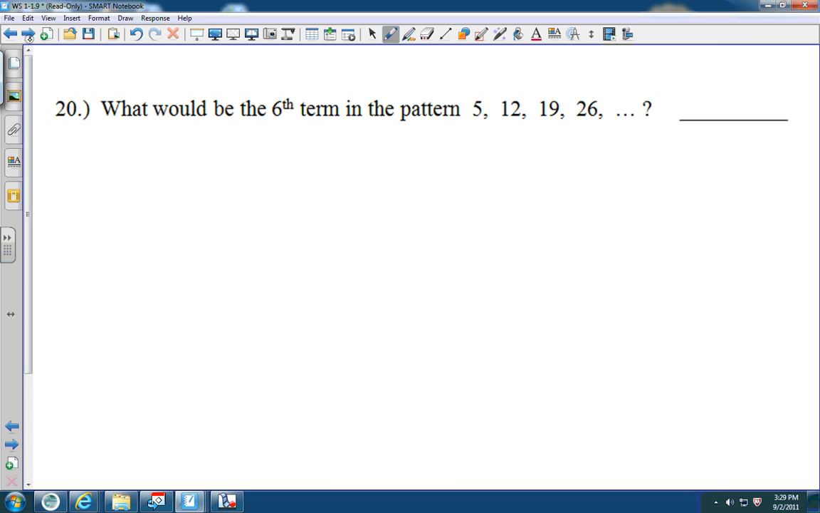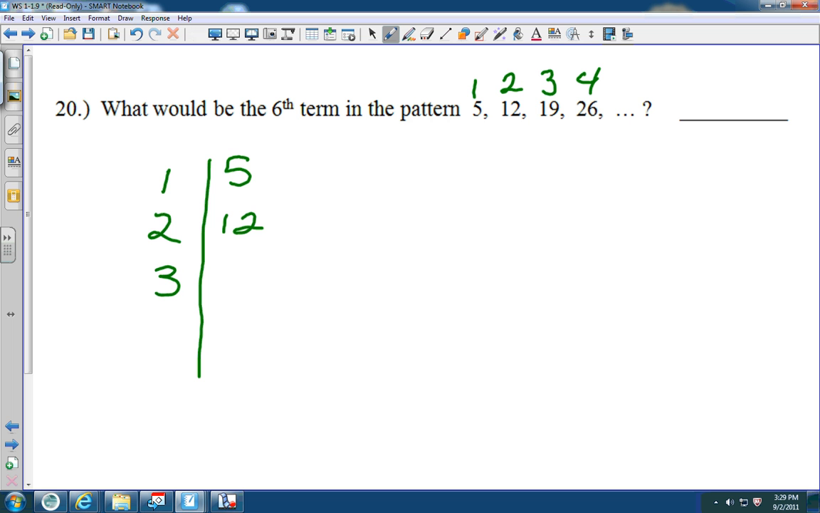Next one. Oh, this is the last one. What would the sixth term in the pattern be? Well, the first one is, let's see here, I lied. The first one is 5, right? Because here's the first one. Second, third, and fourth. So the second one is 12. Third one is 19. The fourth one is 26.